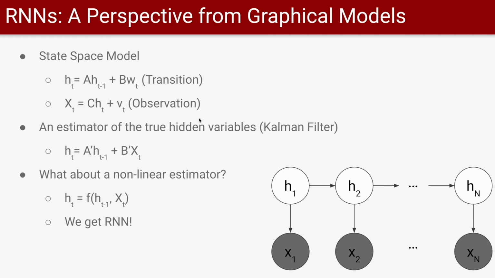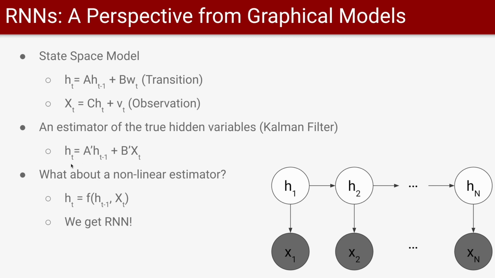So now we have these two equations, one for the transition relationship, and another for the observation relationship. By having these two, we can imagine an estimator of the true hidden variables. We will take in the hidden variable in the previous time step and the current time step's observation. And we have A prime and B prime, another two matrices.